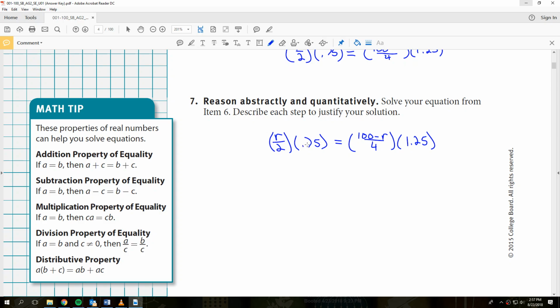I'm literally going to multiply 0.75 times R over 2. And when I multiply this, it multiplies times the top, 0.75 times R. So this becomes 0.75R over 2. It just multiplies the top. And I'm going to multiply the 1.25 to the top. I'm going to distribute this to the 100 and to the negative R. So 1.25 times 100 would be 125, minus 1.25 times R, all over 4.